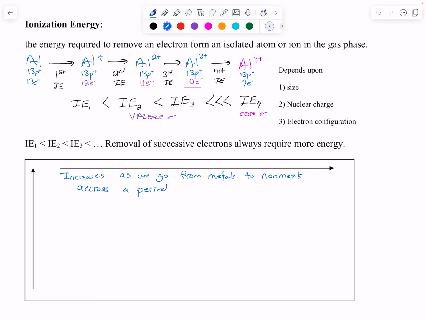Now, it decreases as you go down the table, i.e., it decreases as you go down the table or group. That means hydrogen has a higher ionization energy than lithium. Lithium has a higher ionization energy than, say, potassium. Francium would have the lowest ionization energy.